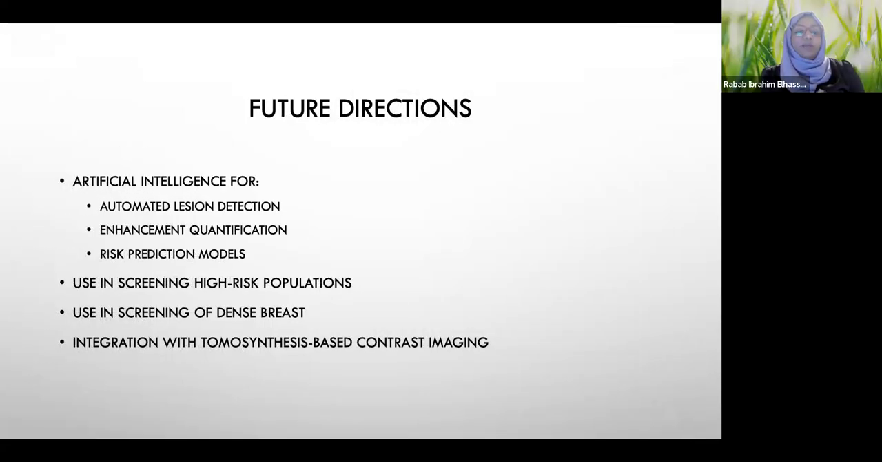What else? The future will carry a lot, I'm sure, for contrast enhanced mammography. There are so many enthusiasts around the world for the technology. Artificial intelligence is coming. The use of screening in high-risk populations and the use of screening in dense breasts are also areas that are being discussed and researched heavily. And even incorporation within tomosynthesis-based contrast imaging, which is even a step higher than the contrast enhanced mammogram itself. So it is a combination of tomosynthesis and contrast enhanced.